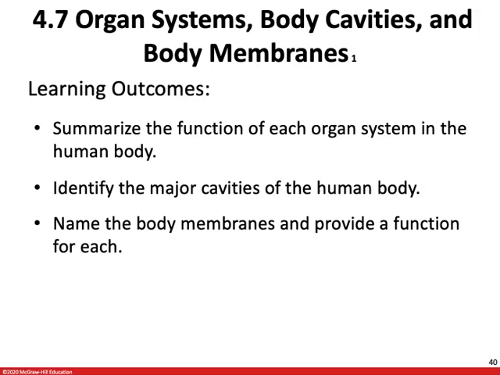All right, so we're going to review organ systems, body cavities, and the body membranes. So the learning outcomes for this chapter are to summarize the function of each organ system in the human body, identify the major cavities of the human body, and name the body membranes and provide a function for each.